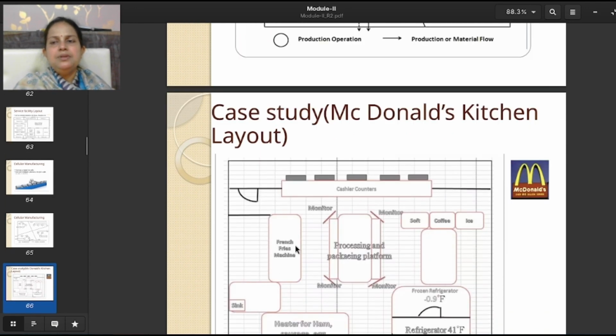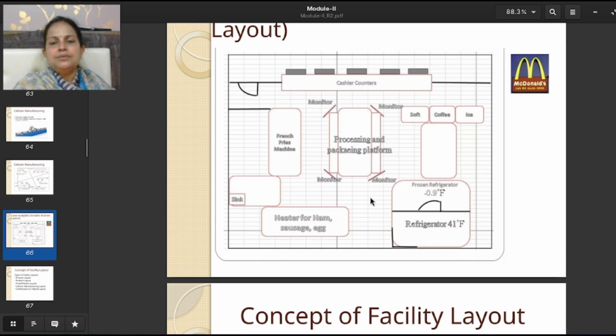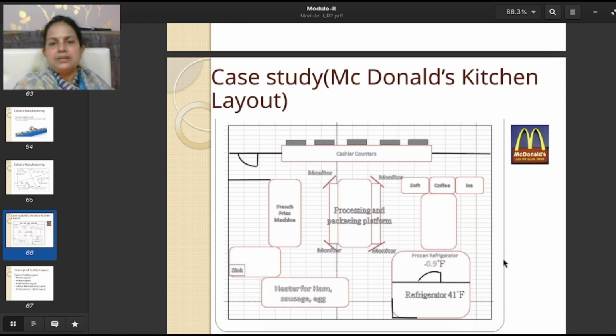This is an example, like a case study, of the McDonald's layout structure. If you see, this is the layout of McDonald's, how McDonald's gives the service to the customers.